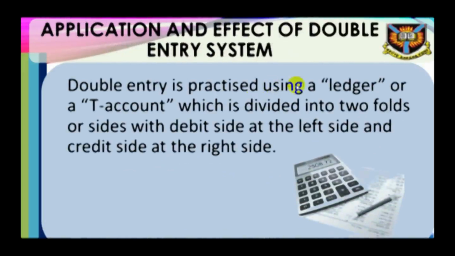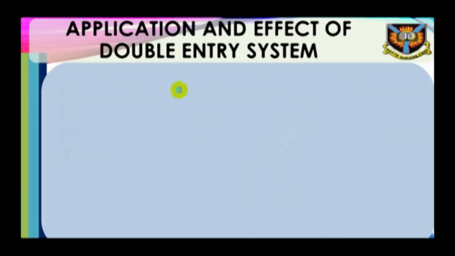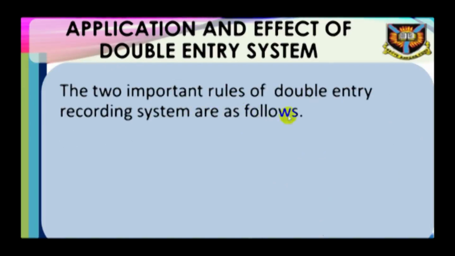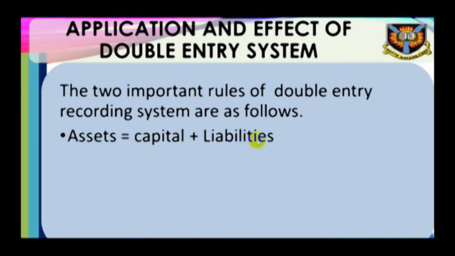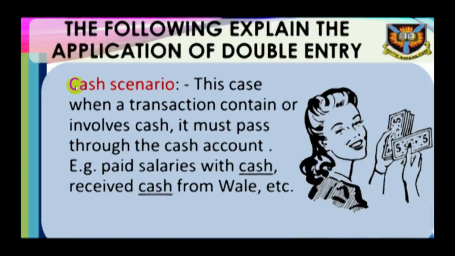Double entry is practiced using a ledger or a T account, which is divided into two sides, with the debit side at the left and the credit side at the right. Ledger is a principal book of account that permits the use of the double entry system. The two important rules of the double entry recording system are as follows. Asset equals capital plus liability. Total debit equals total credit. The following explains the application of double entry.